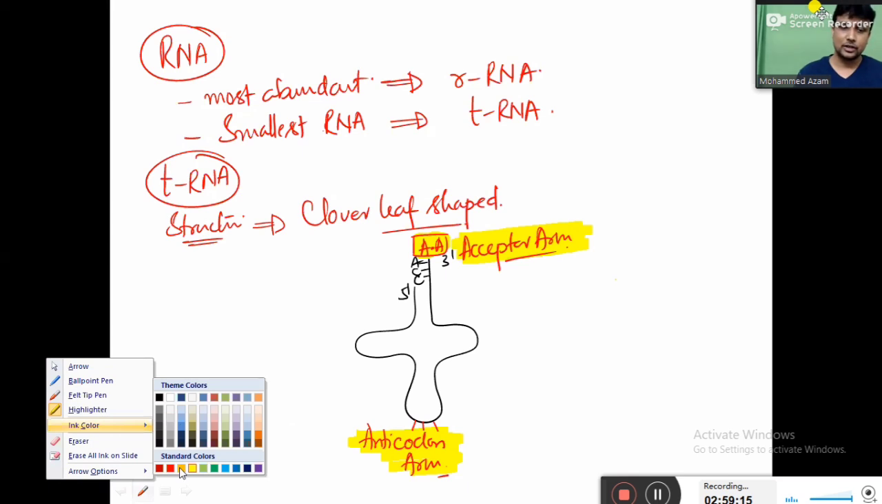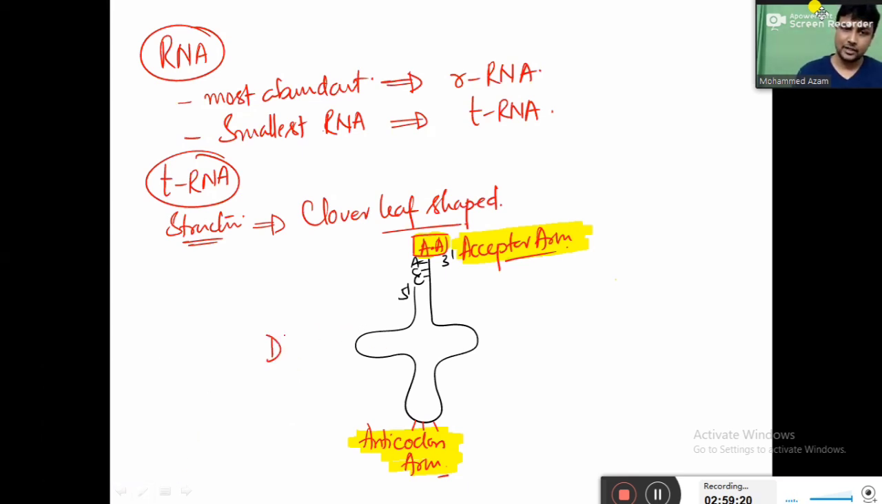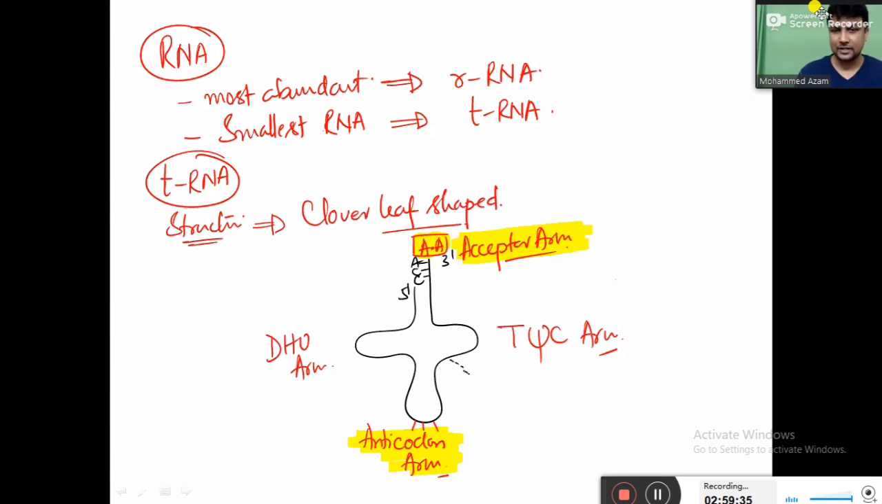Now, for students who are very curious, this arm here will be the dihydrouridine arm. Just remember the DHU arm, and this will be the T psi C arm. And if you still want more, sometimes present, sometimes absent, there is one more arm, the variable arm. But remember, my dear friends, if you are targeting your MCA exam, remember the 3' end acceptor arm and exactly opposite of that the anticodon arm. That is more than enough. In RNA, if you remember this much information, it is more than enough.